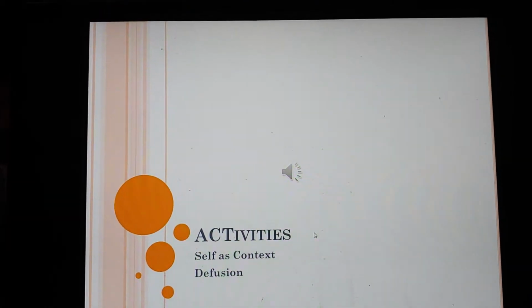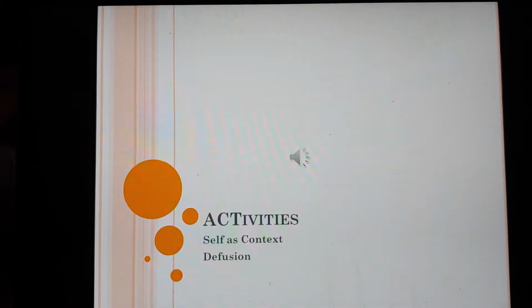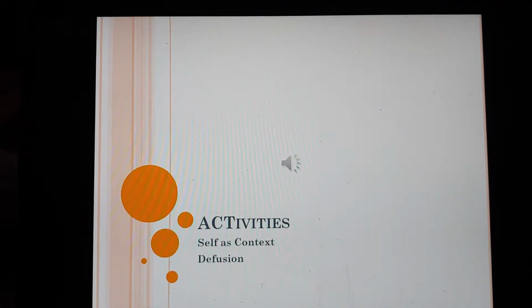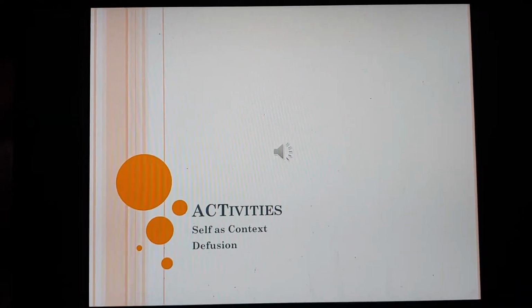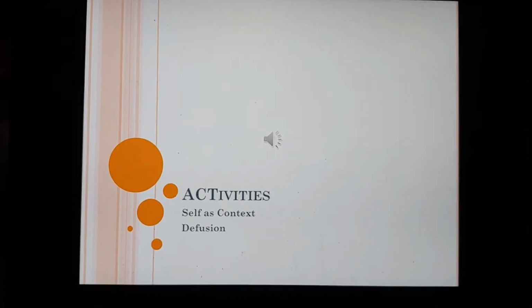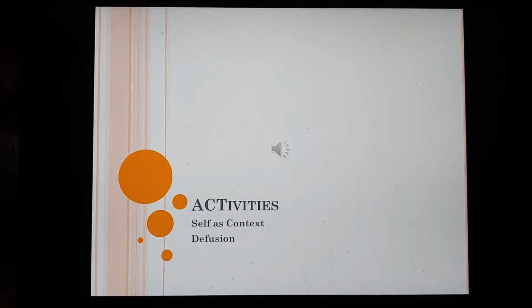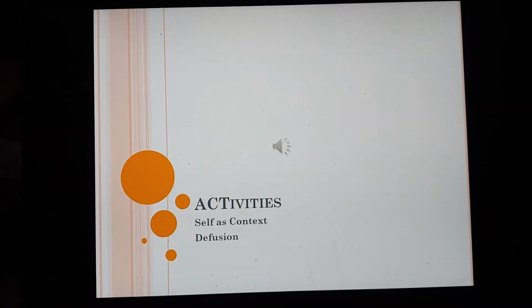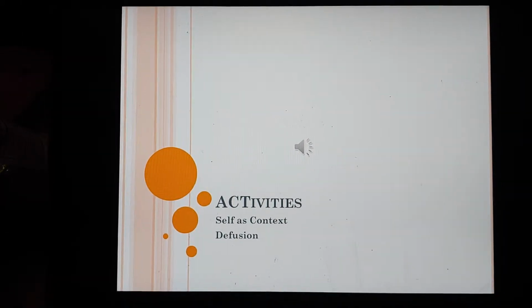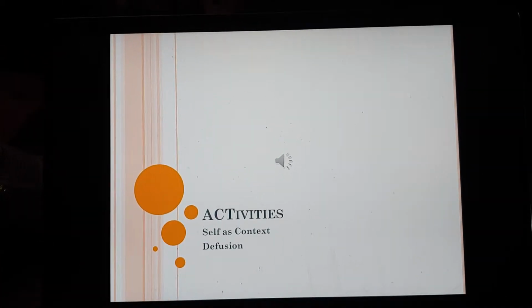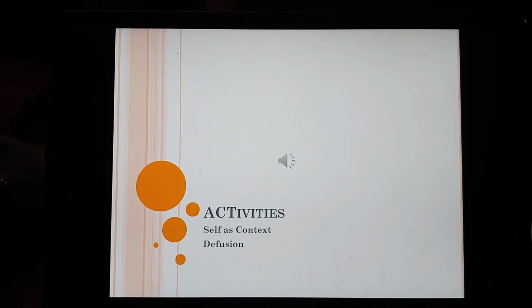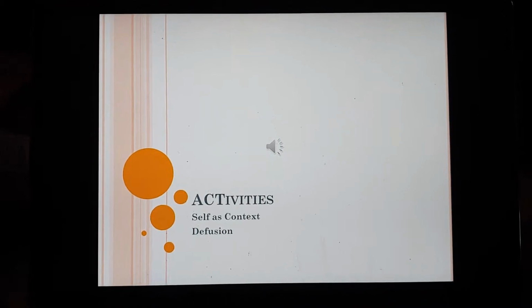Hello. I did my activities on self as context and diffusion. I will also attach the activities themselves so that you can see a little bit more what I'm talking about rather than me just trying to explain it verbally. Hopefully, I do well enough explaining it that you don't necessarily need to look at them, but in case you're curious, they will be posted as well.